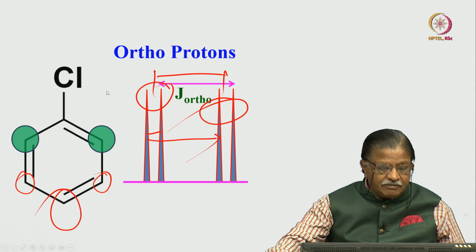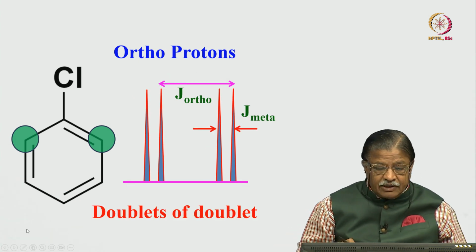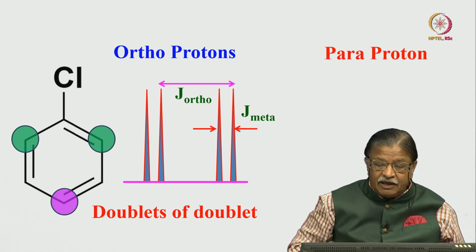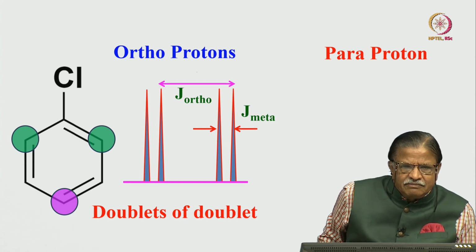Next we will go further. This is the ortho proton. What is the next one we can think of? This is ortho, this is meta, it is called doublet of doublet. We will go to the para proton. What is the pattern we expect for a para proton?